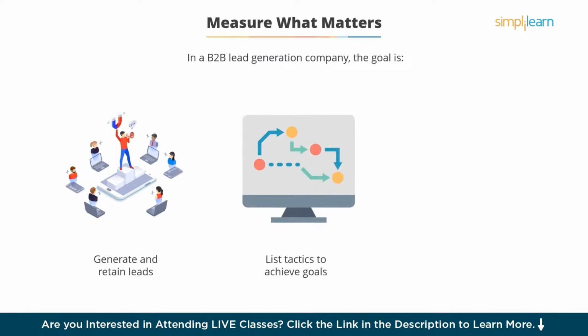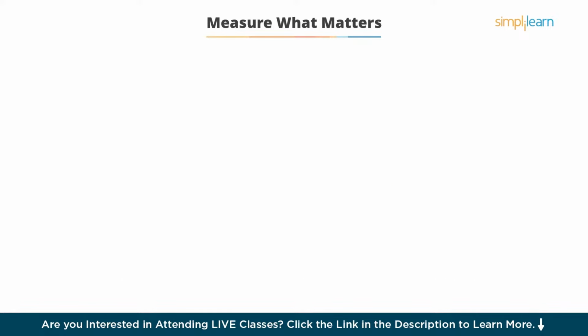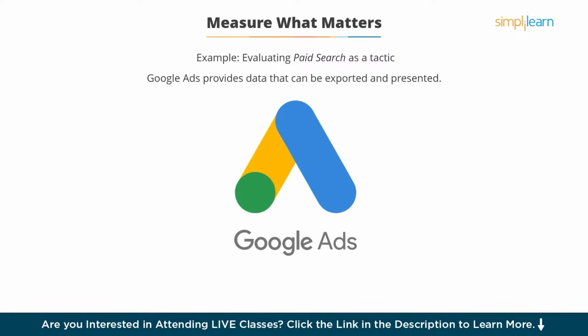Now, the next step is developing applicable key performance indicators, KPIs, that will guide the use, evaluation, and development of the tactics we listed. For example, let's evaluate paid search as a tactic. This is an easy tactic to create a data dump. Google Ads provides a lot of data that can be exported and presented, but to avoid the data dump, we establish the essential question that defines the tactic and provides actionable information.